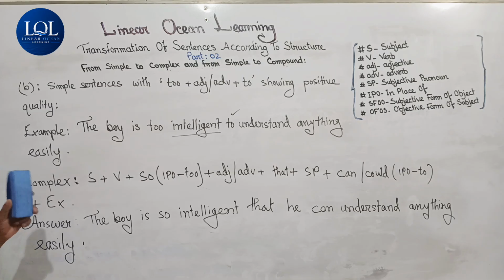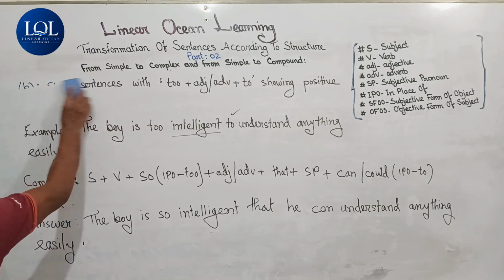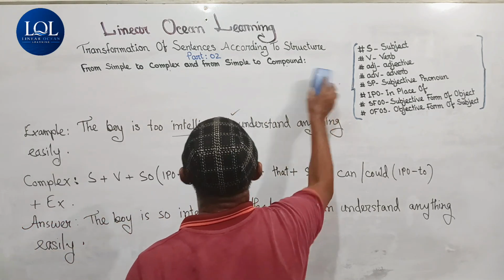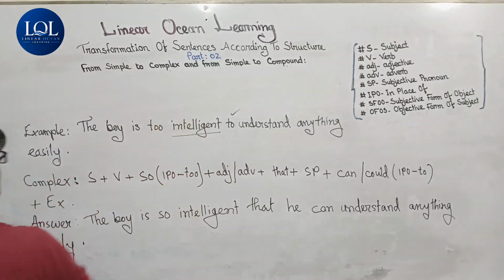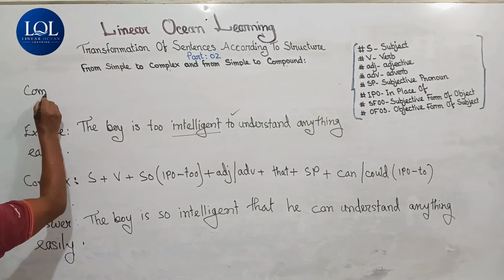The boy is too intelligent to understand anything easily. Its complex is: The boy is so intelligent that he can understand anything easily. And its compound one will be this. We have to follow a structure, compound.